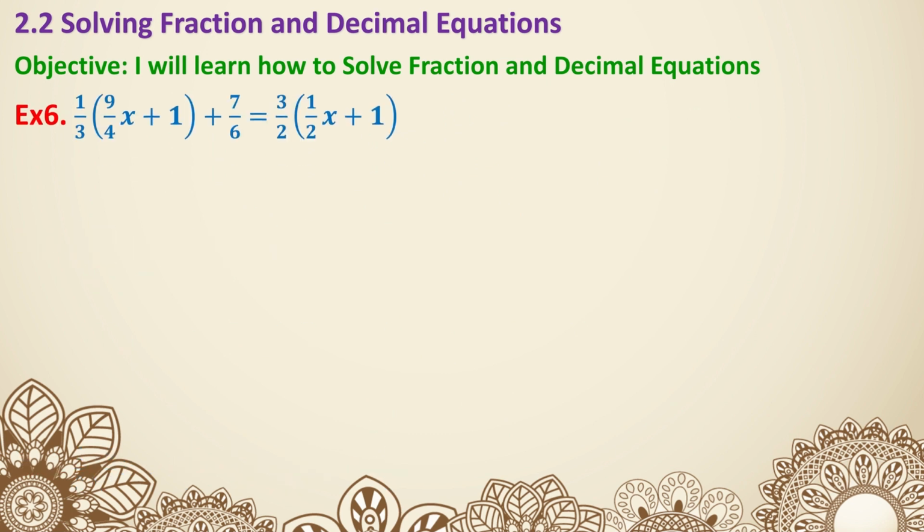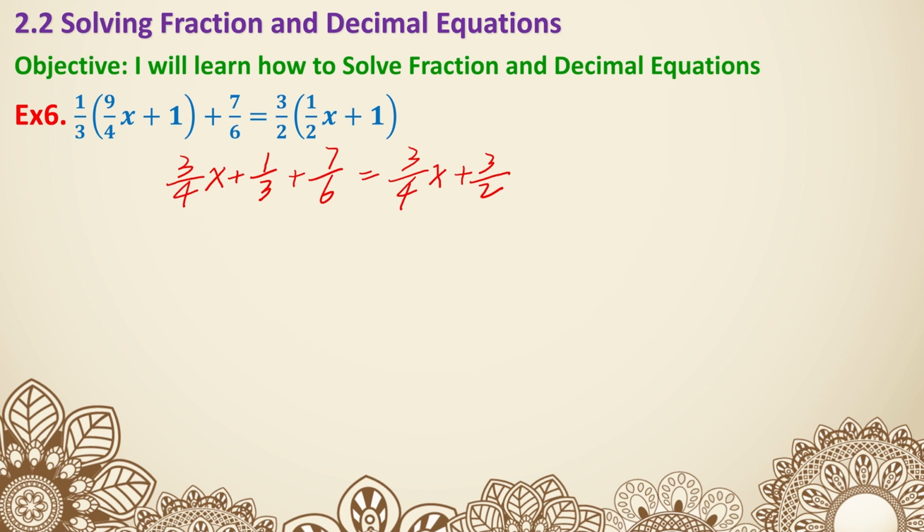Example 6, another complicated one. First, we've got to distribute to get rid of the parentheses. 1 over 3 times 3 over 4 x, that is 3 over 4 x. 1 third times 1 is a 1 third. Then plus 7 over 6. On the right side, 3 halves times 3 over 4 x, that's a 3 over 4 x. 3 halves times a 1 is 3 halves.